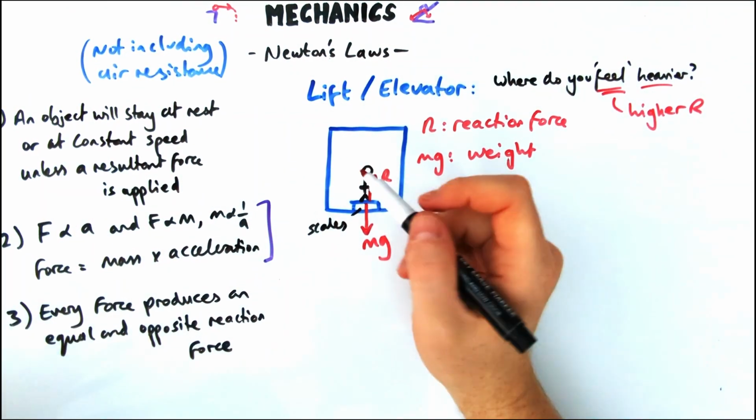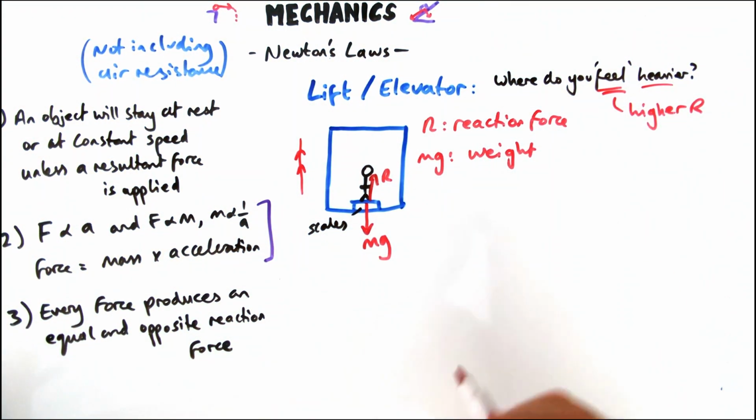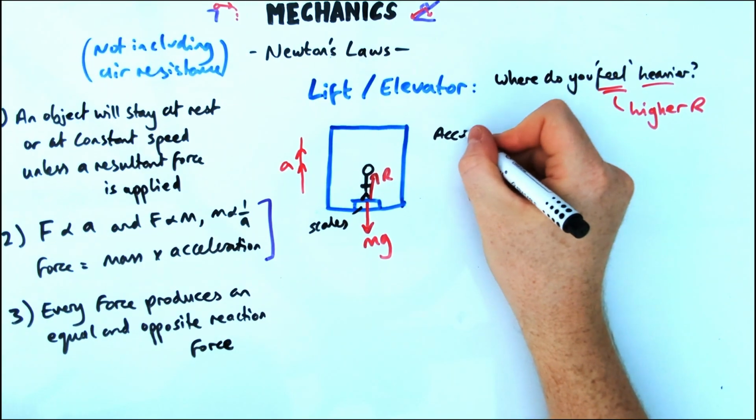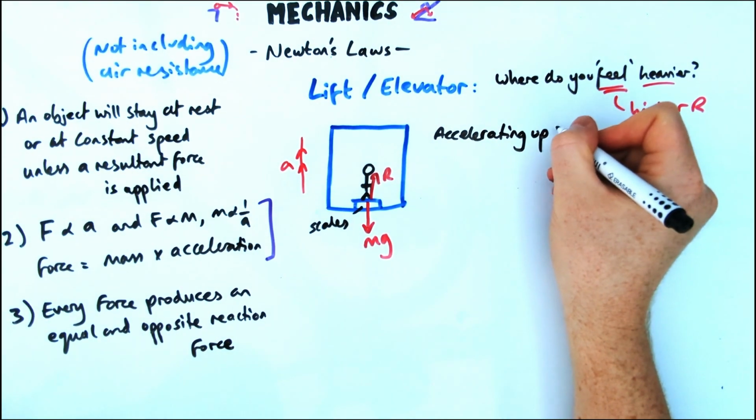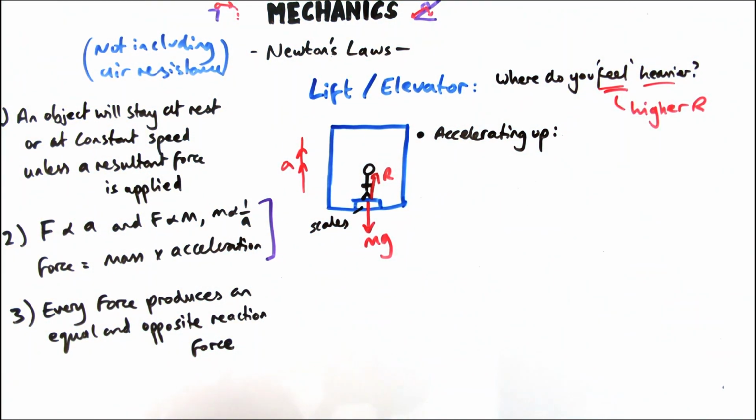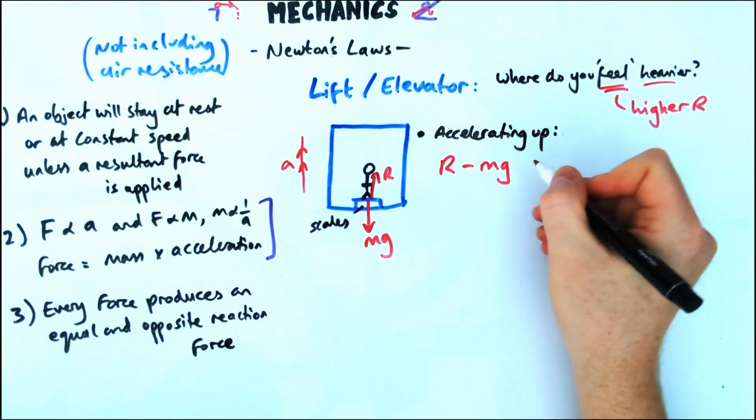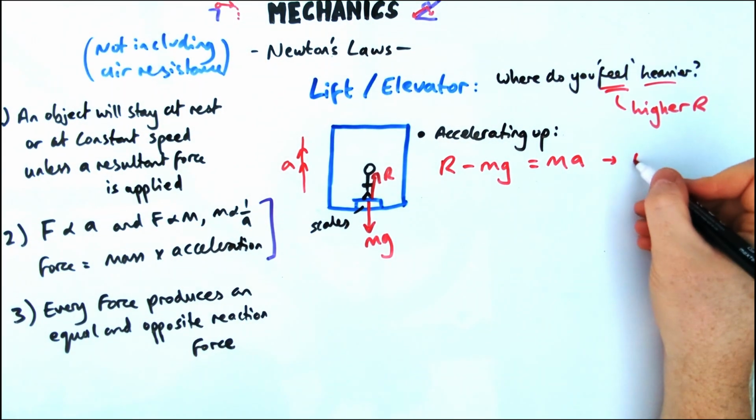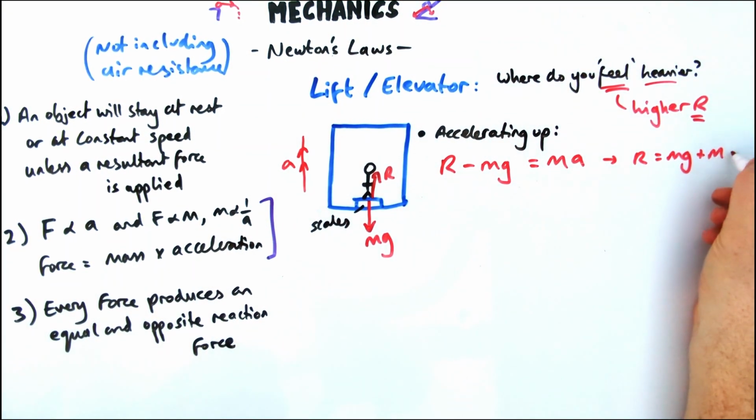We've got the elevator this time moving upwards, and it's accelerating in the upwards direction. So let's have a look at what happens to those forces. Put them into the format F equals ma. I've got R pointing up, minus mg, equals ma. So rearranging this for R, I can find R equals mg plus ma.